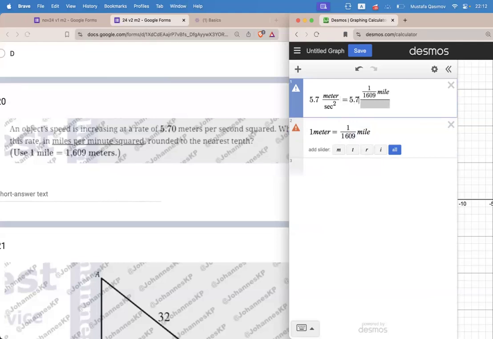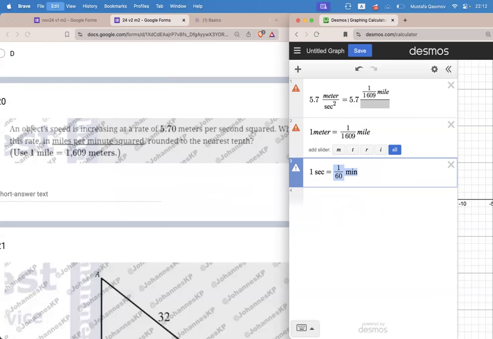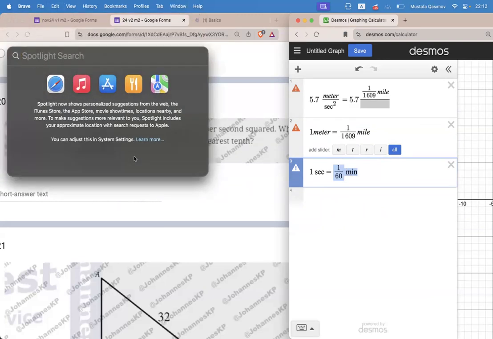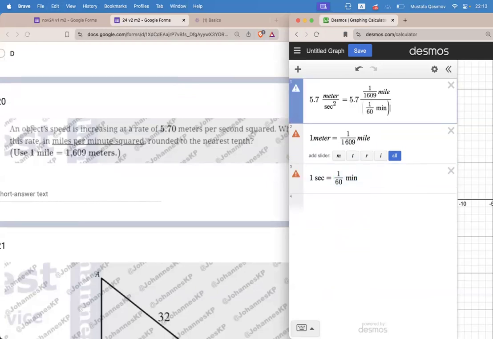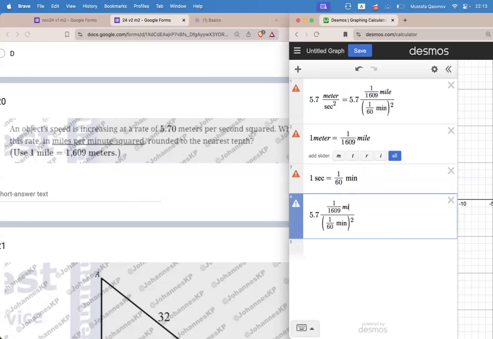Then we have to convert seconds squared too. 1 minute is equal to 60 seconds, so 1 second is equal to 1 over 60 minutes. Then do the substitution here. Then raise it to the square. Then you will get the answer. It is our answer. Then just delete miles and minutes. It will calculate for you. So you don't need to do calculations by hand in the SAT generally.